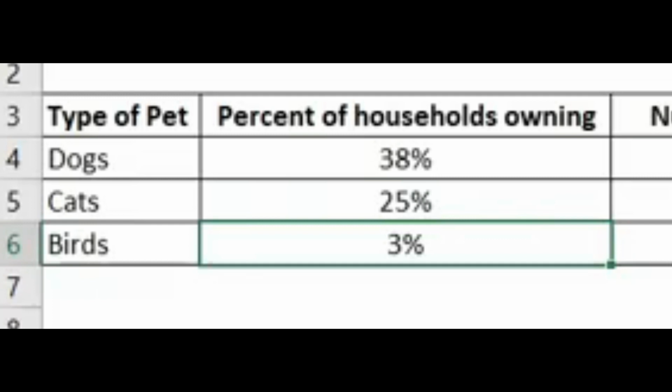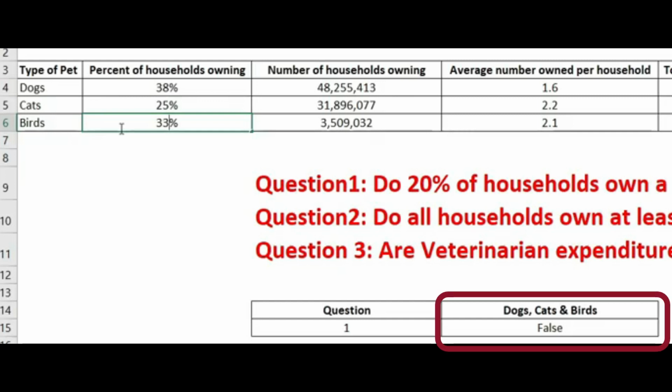Now to show you what would happen if that was 20% or greater, I'm going to change the 3 to 33 and press enter, and what you're going to see is that where it says false is now going to say true, because now all 3 of the logical statements are above 20%. Now we know that wasn't the true outcome, so we're going to turn that back to 3%, and our false statement comes back again.